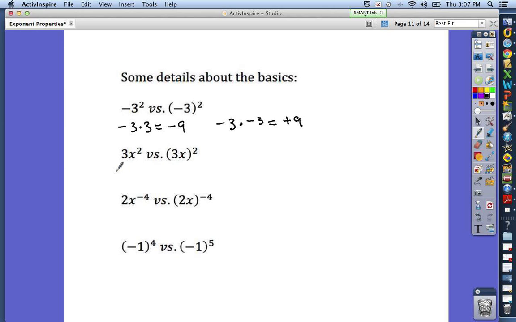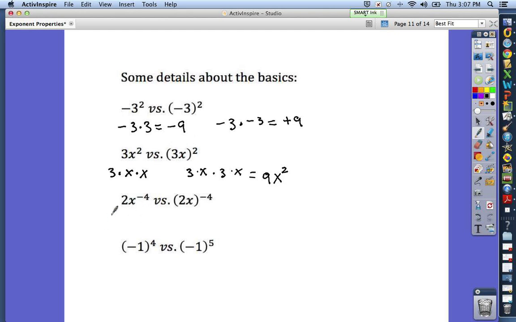Similar example there, 3x to the second means that only the x is raised to the second power. So this would really mean 3 times x times x. While the quantity 3x squared actually means 3 times x and then 3 times x again, because raising to the second power means multiplying a number by itself. But this number would be 3 times 3, which is 9, x times x squared. So 3x squared versus 9x squared.